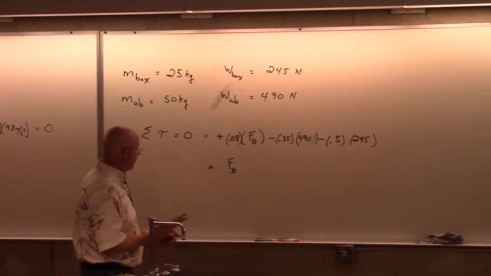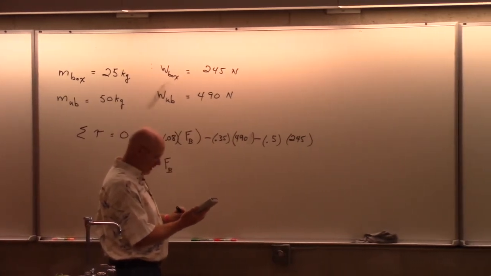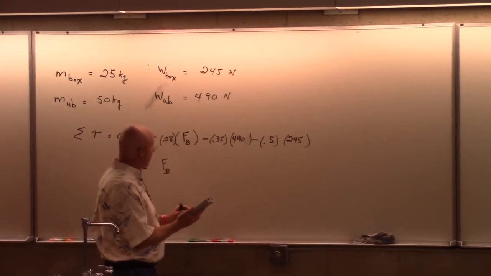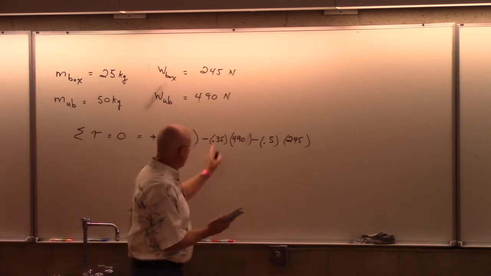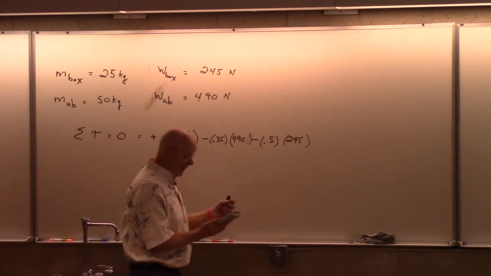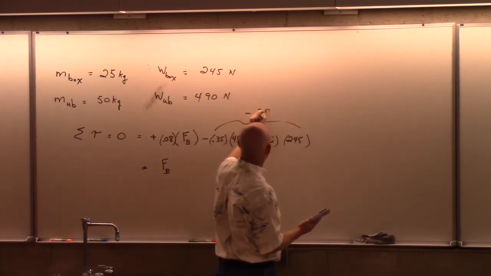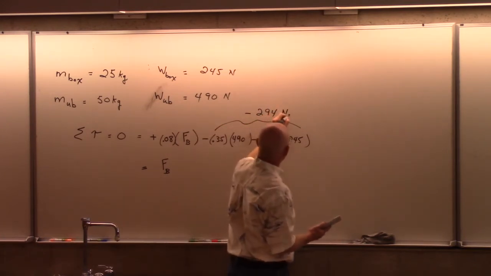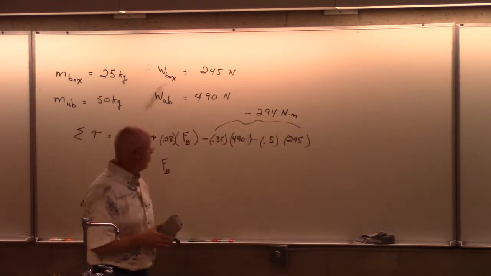I have, and I'll do these negative ones first, 0.35 times 490, and another negative one is 0.5 times 245, and all of those together is 295. In fact, I'll write it separately, so minus 294. But I wanted to take a moment to then say, again, the units for torque are newton times a meter. So this would be so many newton meters.